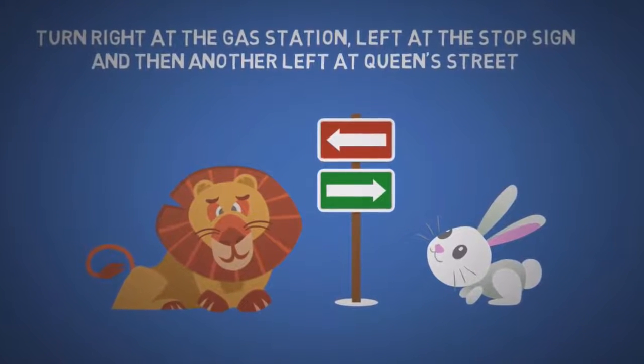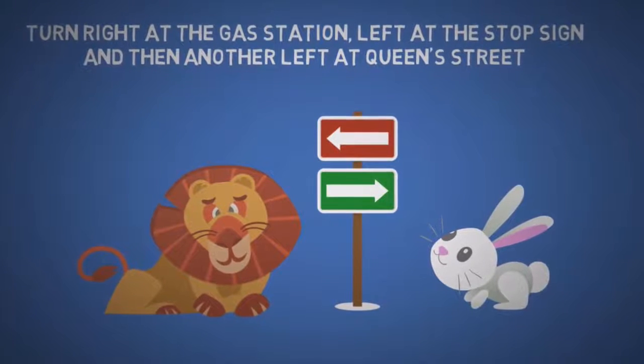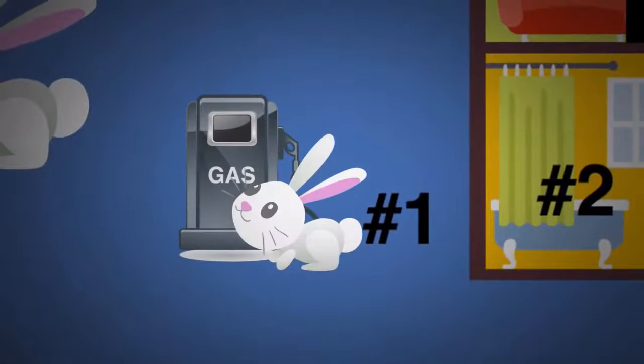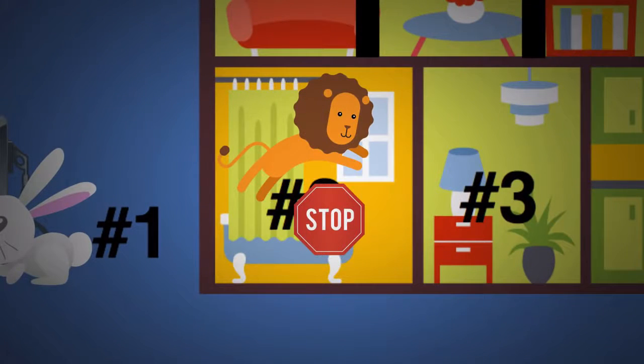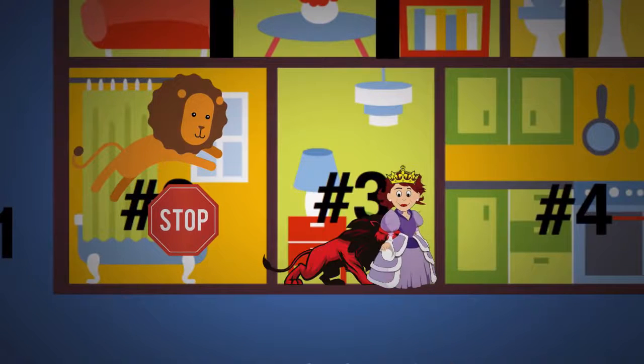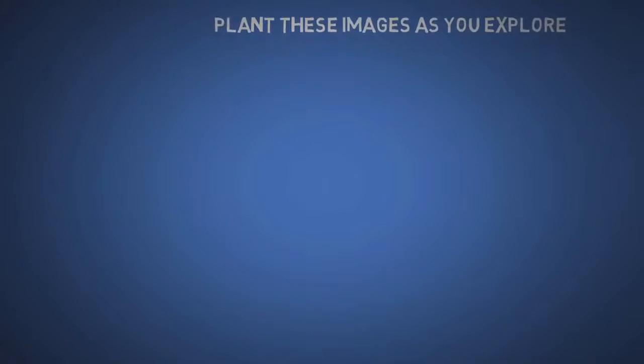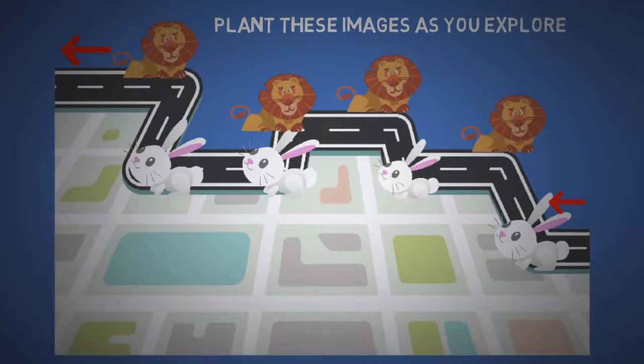Now to remember directions, simply use two images like a rabbit representing right and a lion representing left. So if you had to remember the directions, turn right at the gas station, left at the stop sign, and then another left at Queen Street, you can picture in your first room, a rabbit hopping around a small gas pump station, then a lion jumping over a stop sign at your second, and then a lion about to attack a queen. These images can also be used as crumb trails or markers, like when you're exploring a new place and want to make sure you can find your way back.